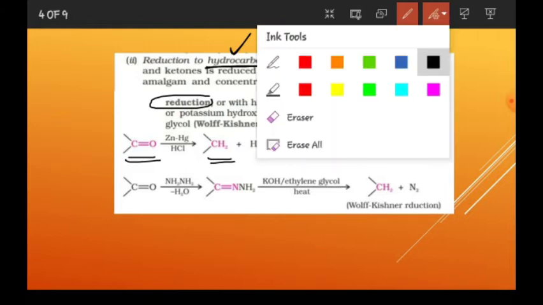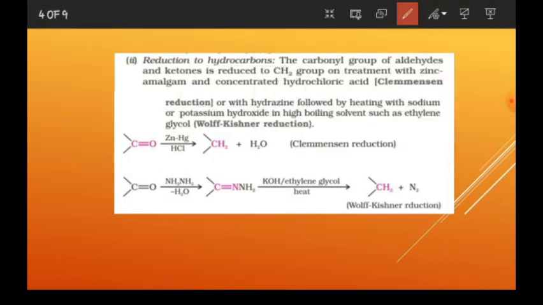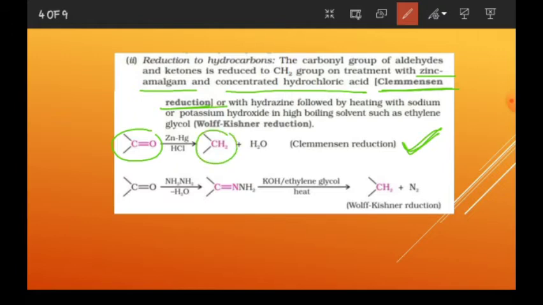So the first name reaction in reduction is Clemmensen reduction. Now the reagent in this case is zinc amalgam and concentrated HCl. This is the reaction for Clemmensen reduction. Here this is the CO group, and the reagents are ZnHg in the presence of conc HCl, and this will change into CH2 group. So this you have to remember about Clemmensen reduction.